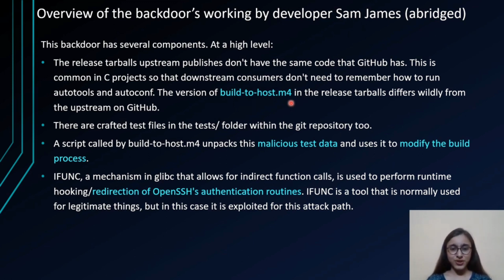This is the star of the show, the build to host macro, which in the tarballs is different, and in the GitHub library it's different. So what this macro does is it unpacks the malicious test data, which contains the backdoors, and uses it to modify the build processes. So, then it redirects OpenSSH authentication routines, and thus it allows the attacker to gain remote access to a machine.